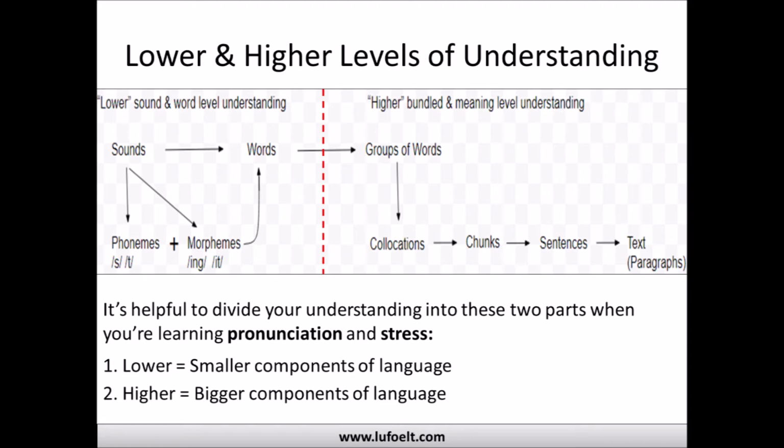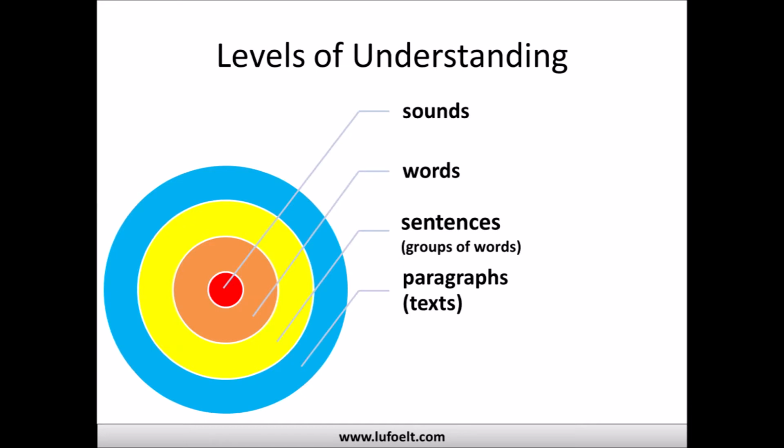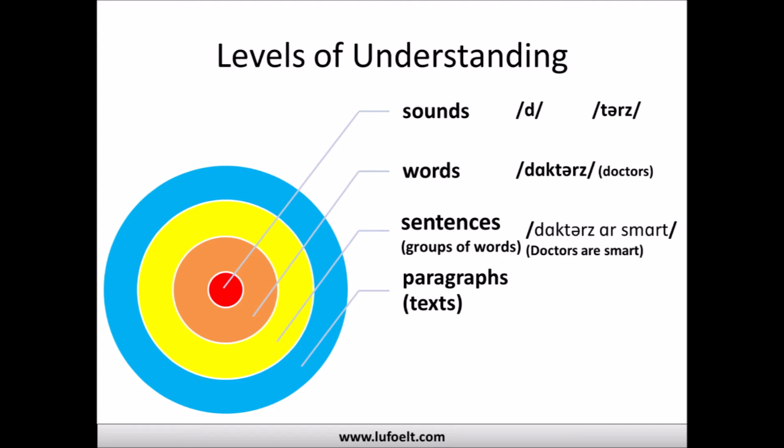Just to quickly explain one more time, sounds and words are the lower or smaller levels of understanding. A sound is, for example, d or ters, like a syllable or a sound in a word, and then a full word would be putting together all the different sounds, for example, doctors. Then obviously you understand sentences, for example, doctors are smart, or it doesn't have to be a full sentence. It could be verb collocations or phrases, groups of words that are not a complete sentence. And then after that, paragraphs.